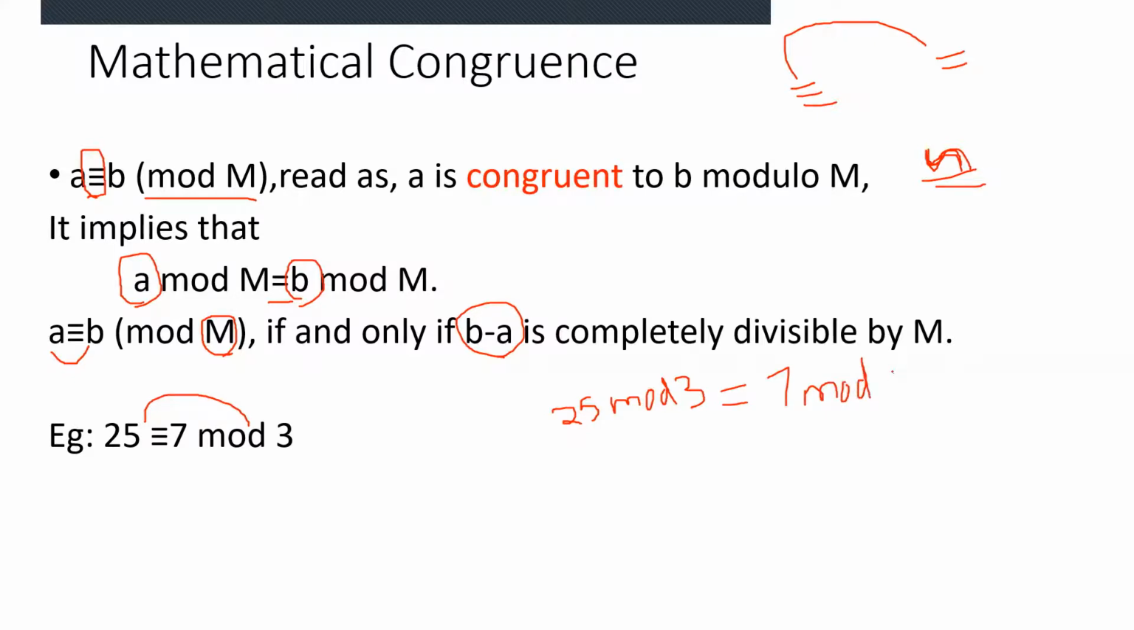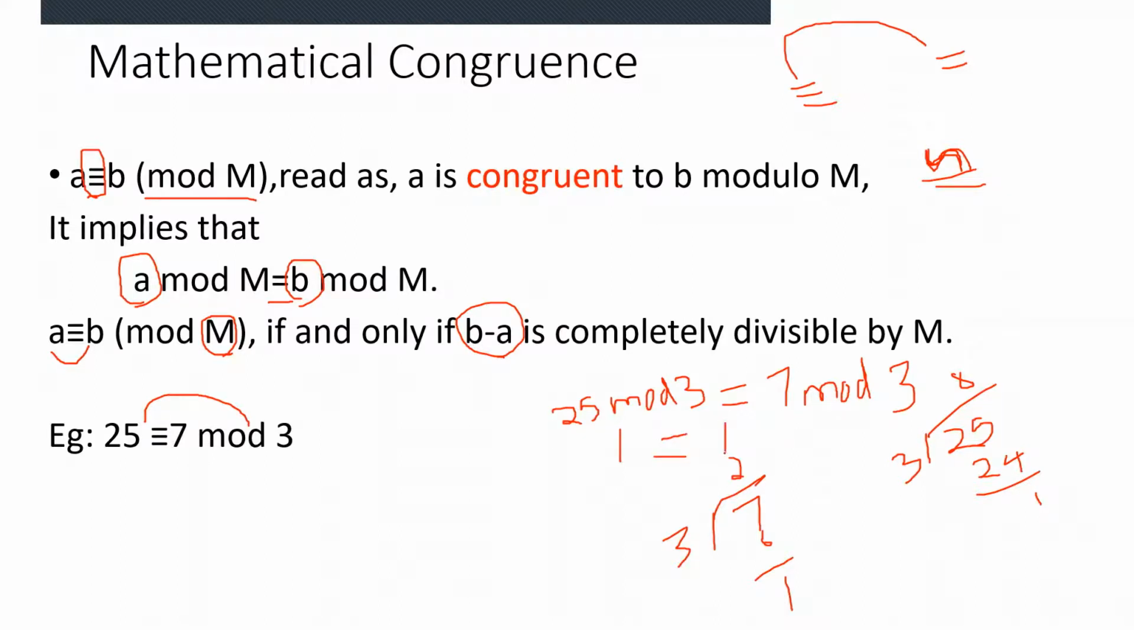So what is 25 mod 3? When you divide 25 by 3, what will be the remainder? Remainder is 1, right? 8 threes are 24 and the remainder will be 1. Now, if you find 7 mod 3, the quotient is 2, so the remainder is 1. Again, the remainder is 1. So both give remainder 1. You will write 25 mod 3 is 1 and 7 mod 3 is also equal to 1. That's why we are equating it as 25 is congruent to 7 mod 3.